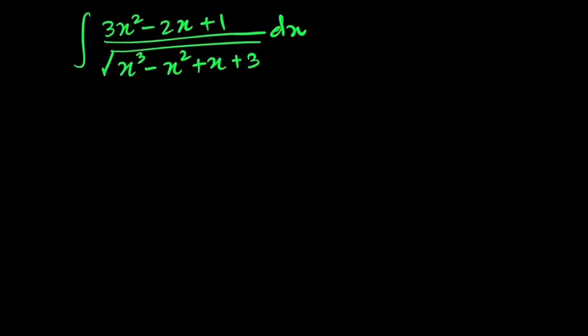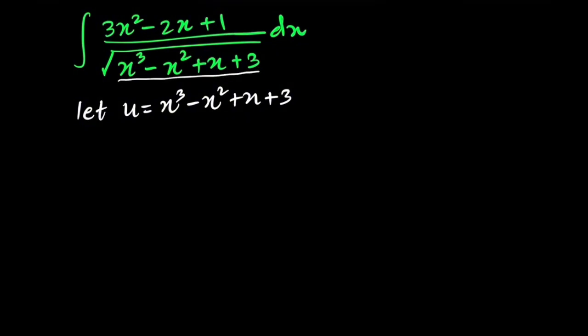Hi guys, let's find the integral for this one. Though this integration looks a bit messy and complicated, trust me guys, this is way easier than what you are thinking right now. So first, let's substitute what is inside the square root. Let's say u equals x cubed minus x squared plus x plus 3. And there is a reason for substituting this part equals u, which you will know shortly.